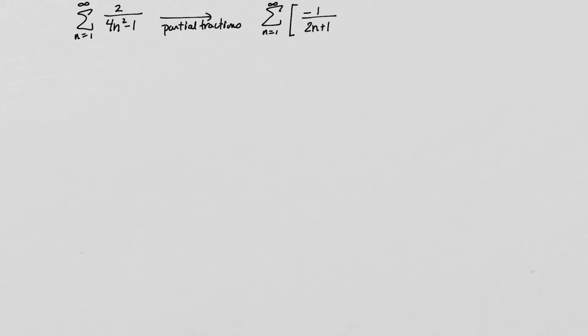To sum up what we did, we started with the sum from n equals 1 to infinity of 2 over 4n squared minus 1. And then we used partial fractions to split up that fraction. So now we have n equals 1 to infinity, our a was negative 1, so we have the summation of negative 1 over 2n plus 1 plus 1 over 2n minus 1.